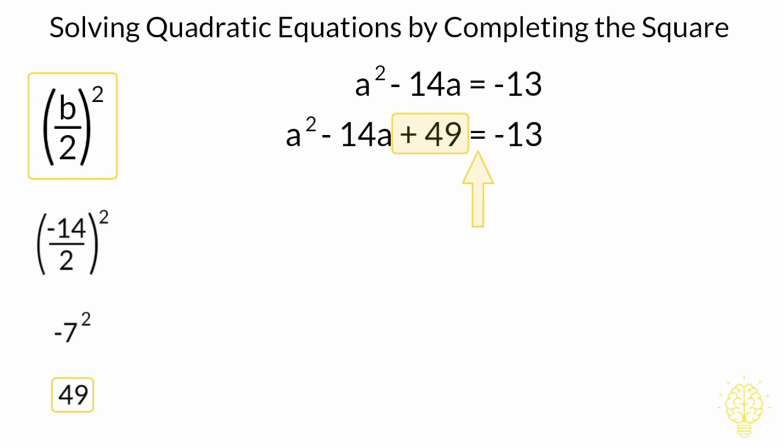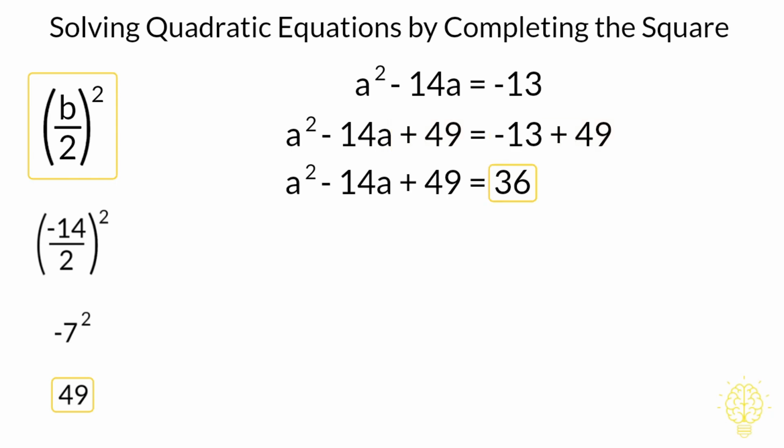But since we have an equation here instead of an expression, we have to add 49 to both sides of the equation. When I add negative 13 plus 49, I get 36. So we have a squared minus 14a plus 49 equals 36.